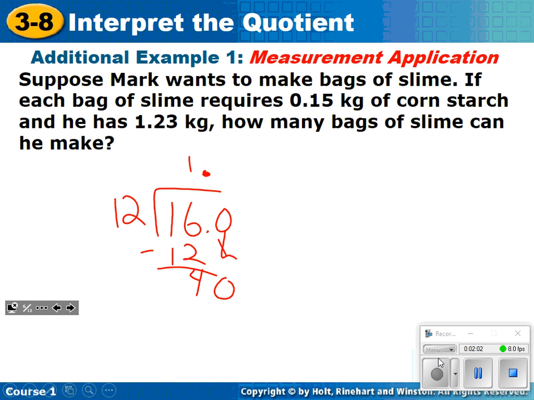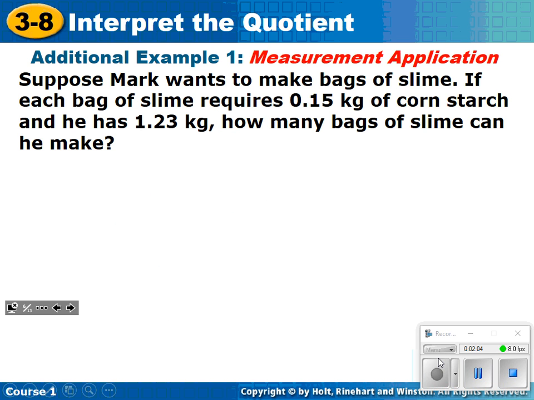Now, I don't know what Mark is doing here, but apparently he wants to make some bags of slime. If each bag of slime requires 0.15 kilograms of cornstarch, and he has 1.23 grams, how many bags of slime can he make? All right. Well, it sounds like he's got a big pile of cornstarch, and he's got to put them into 0.15 size bags, I guess. Okay? So that sounds to me like a division problem.